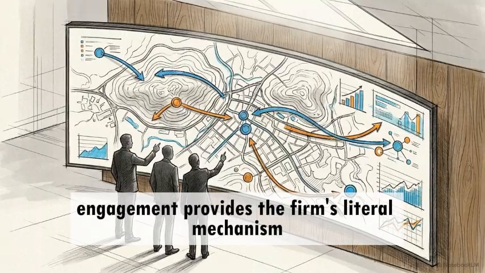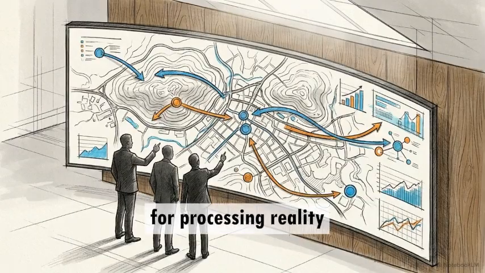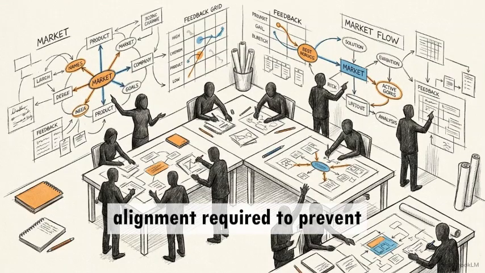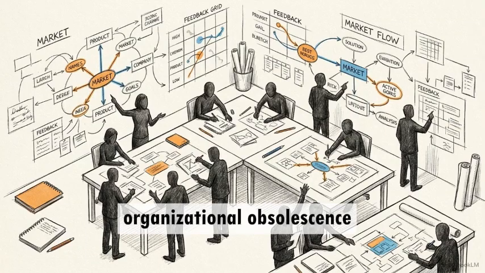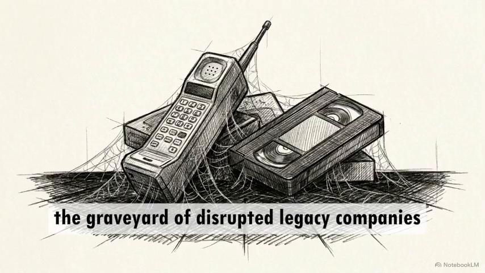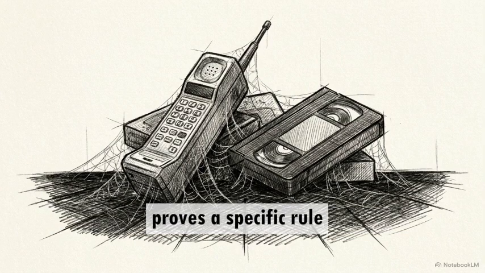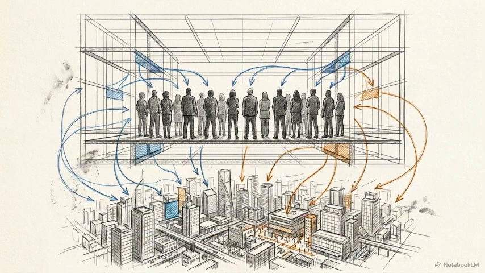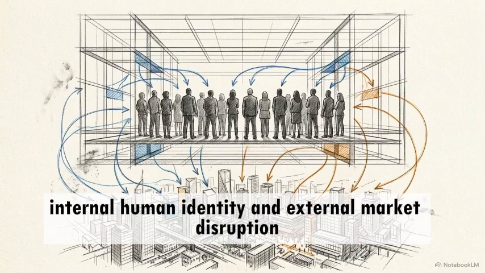Stakeholder engagement provides the firm's literal mechanism for processing reality. This structural capability creates the active alignment required to prevent organizational obsolescence. The graveyard of disrupted legacy companies proves a specific rule. Long-term survival relies on a permanent, active alignment between internal human identity and external market disruption.